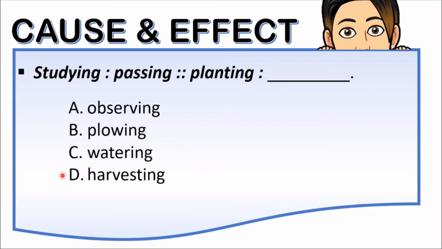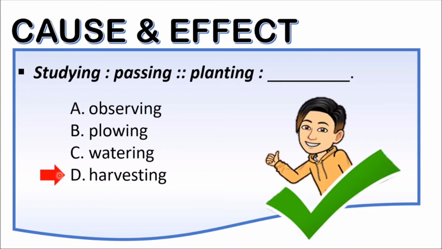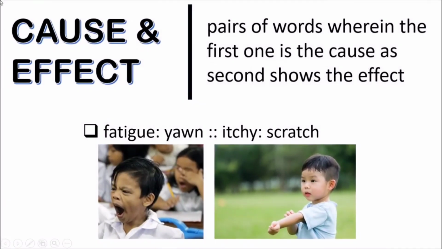The correct answer is letter D. If you plant something, you will harvest something. It's just like if you sow something, you will reap something. So, when we say cause and effect relationship, these are pairs of words wherein the first one is the cause and the second shows the effect.